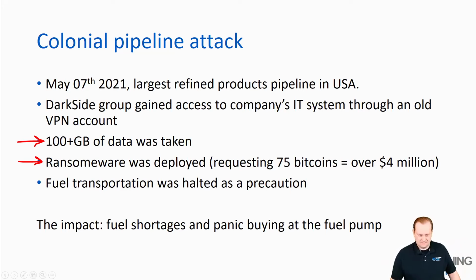Now, they panicked. They weren't really sure what to do. In this instance, they're like, well, we're getting hit with ransomware. We got a plan for that, but never to this extreme. And we're also getting data stolen, and we don't even have a plan for what to do there. So they basically shut everything off. Thereby, all fuel transportation was halted as a precaution. Well, now you basically stopped gasoline and fuel from being sent across the country. This is going to cause fuel shortages in a number of states and a tremendous amount of panic buying at the fuel pump.